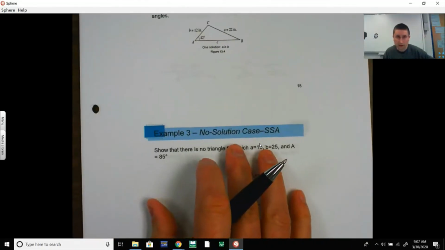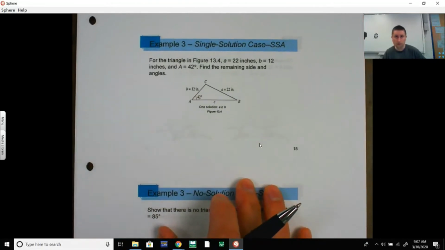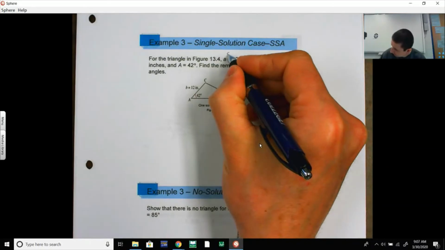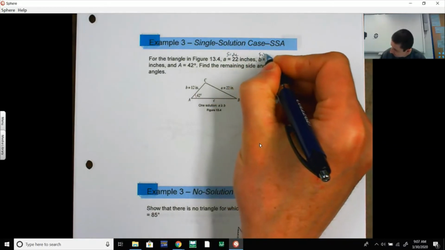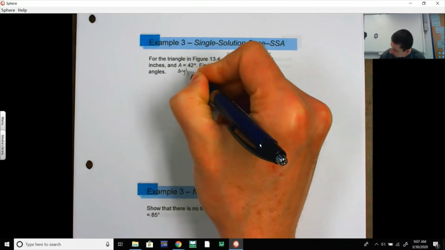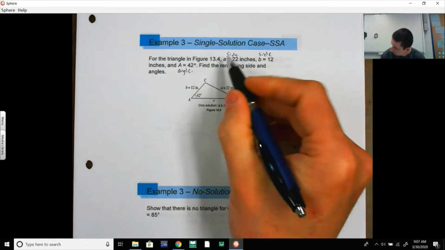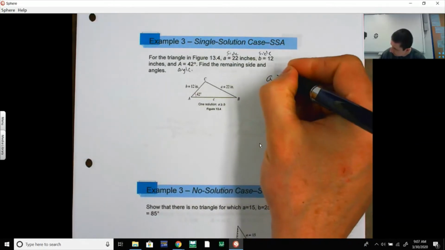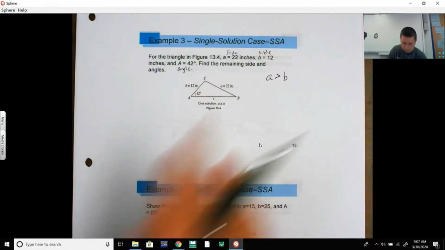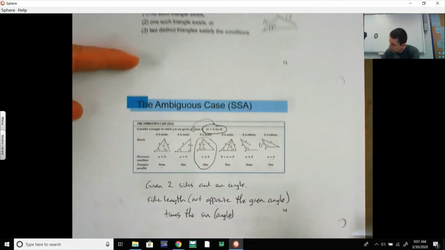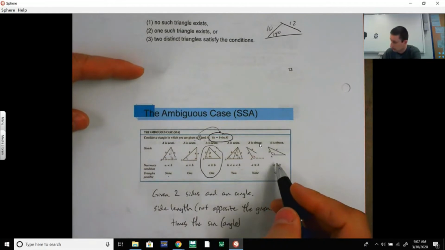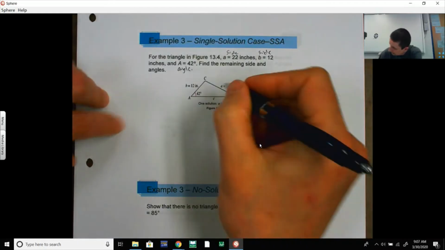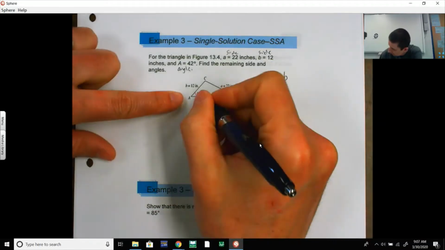So for the triangle in figure 13.4, a is 22, b is 12, A is 42. So side, side, angle. Find the remaining sides and angles. So first of all, a is greater than b. Since a is greater than b, we know we do have a triangle. We only have one. So we can just go ahead like we normally do. They want us to find the remaining sides. So here's my given.